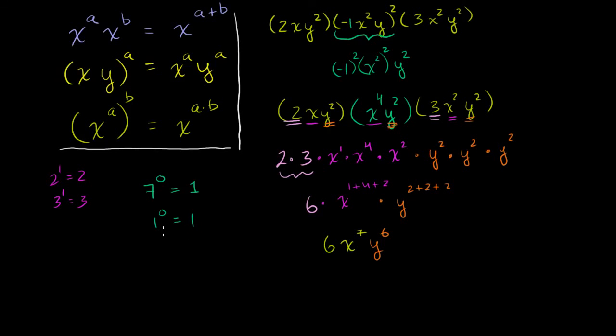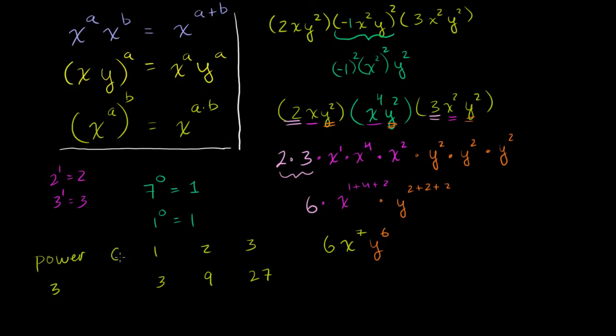And just to give you a little bit of an intuition on why that is, think about it this way. 3 to the first power, so let me write the powers. 3 to the first, second, third, we'll just do it with the number 3. So 3 to the first power is 3. I think that makes sense. 3 to the second power is 9. 3 to the third power is 27.